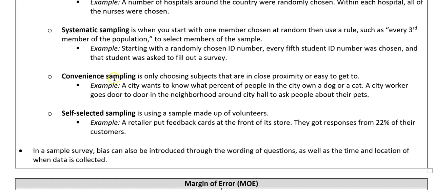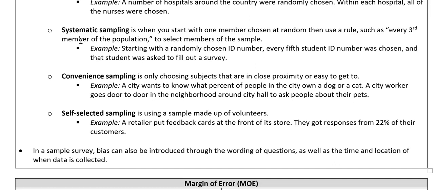Now, systematic sampling is probably the most used at the level we're at. This is when you start with one member chosen at random, then you use a rule, such as every third member of the population, to select members of the sample. For example, if I was wanting to choose students randomly, I might start with a randomly chosen ID number. Maybe I had every student's ID number written down. I'm going to start with one randomly, and then choose every fifth student's ID number, and that student's going to be asked to fill out a survey. This could also be done like if you were at the mall and somebody's asking you to take a survey.